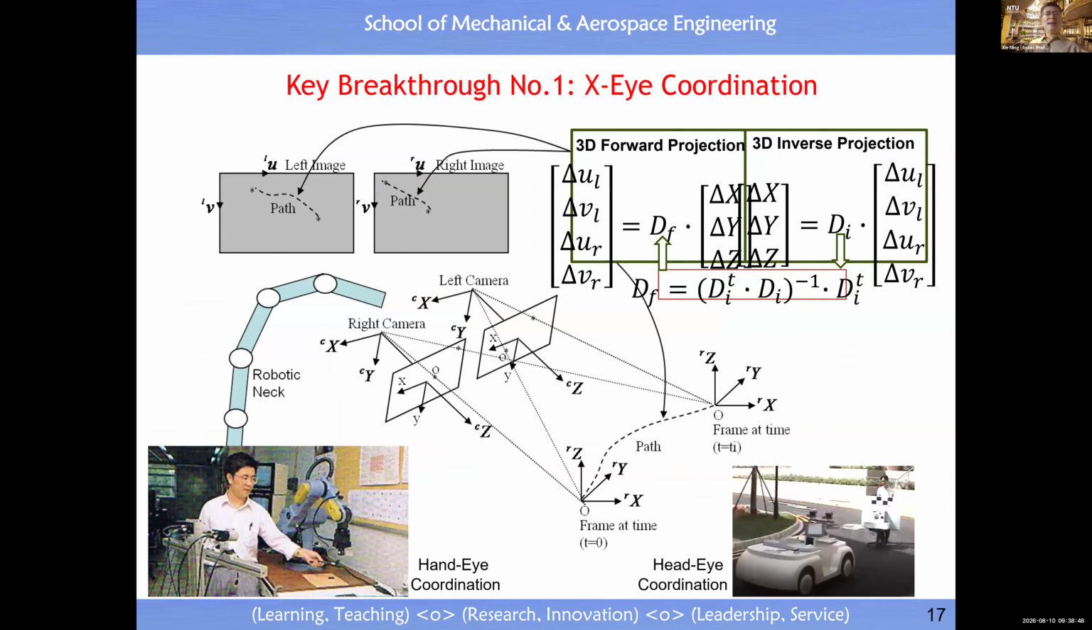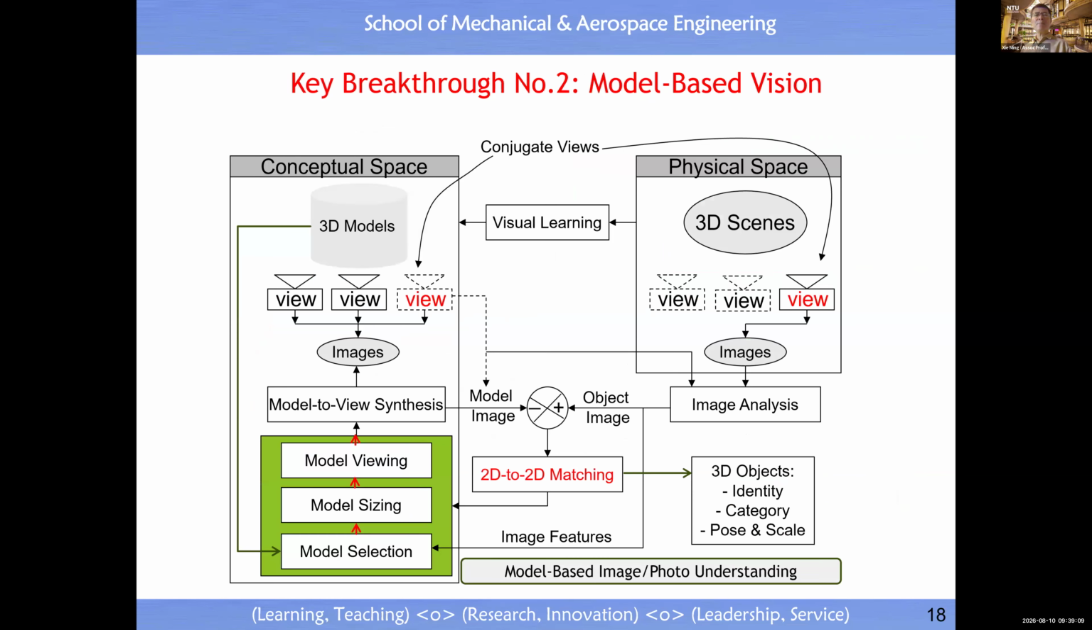The key breakthroughs from my research include hand-eye coordination. Hand-eye coordination is a very, very impressive behavior which can be demonstrated by a human being. What is the working principle behind it? We discovered this working principle in 1997. The second breakthrough is about image understanding. We are able to visualize a three-dimensional model when we see a two-dimensional image. What is the working principle behind such a mental capability?